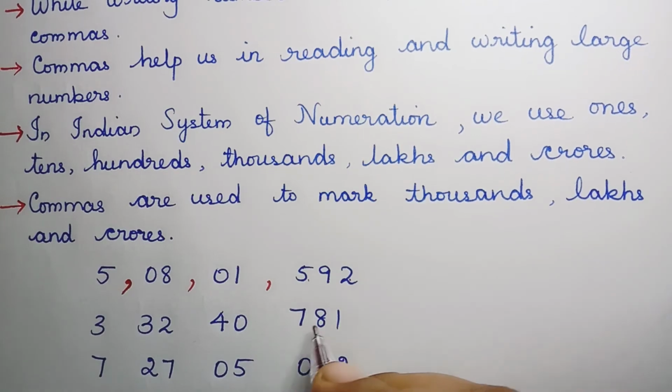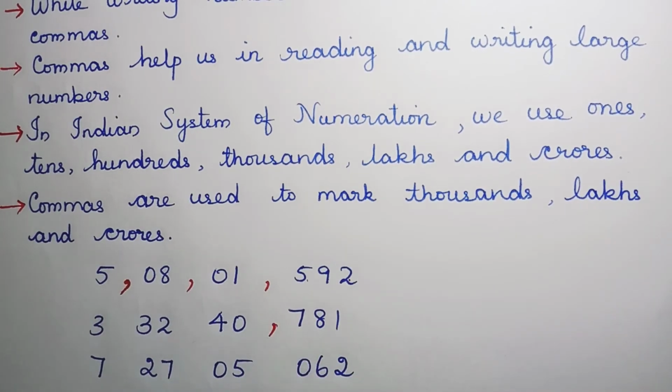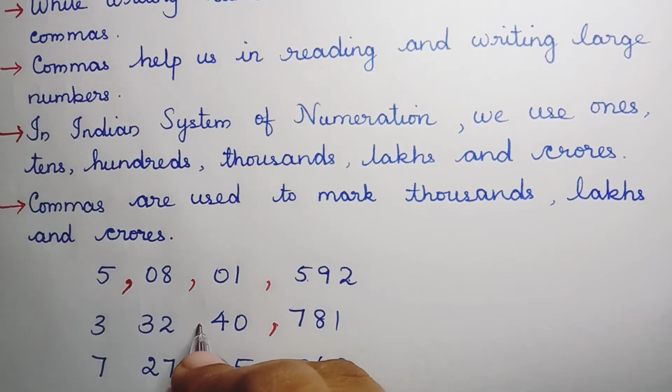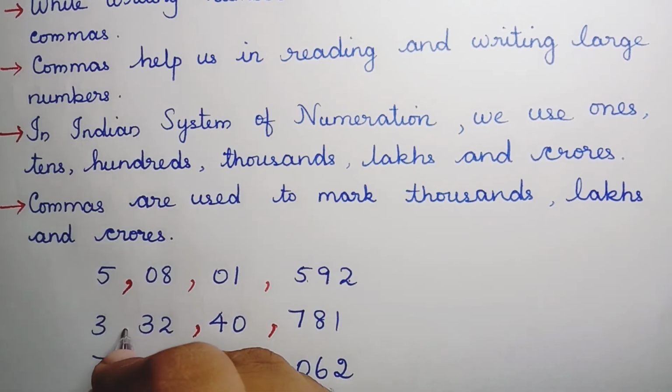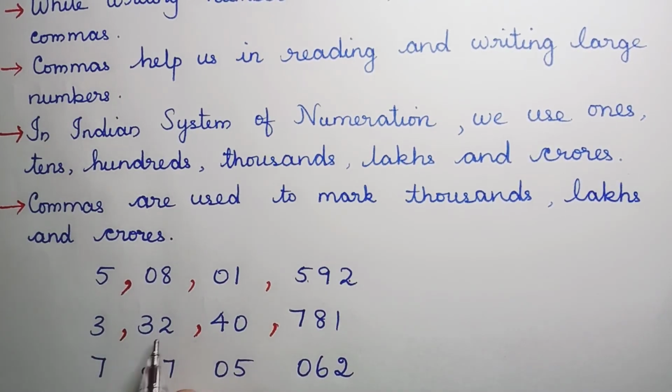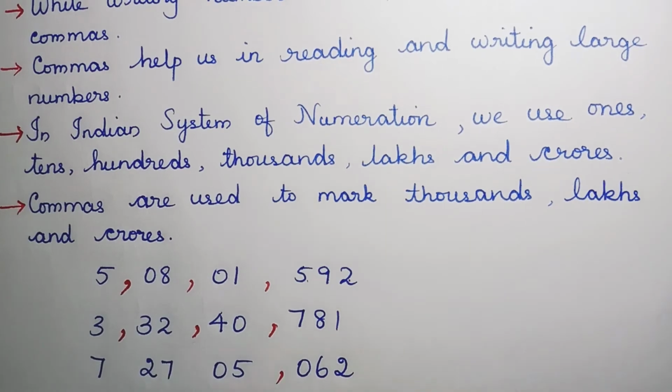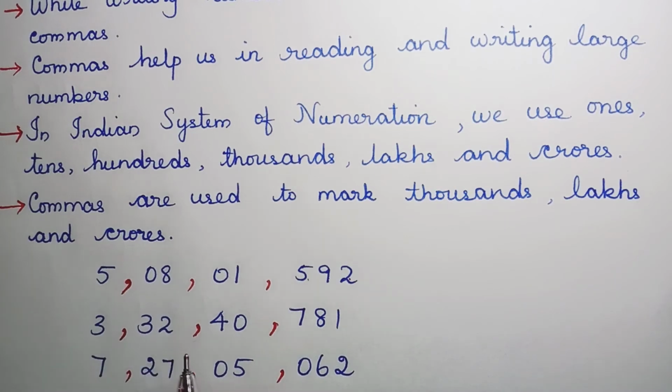For the next example, how can you put the comma? The same way. After completing ones, tens, hundreds, you have to put a comma. The next comma will be for separating thousands and lakhs. The 1,000, 10,000, lakh, 10 lakh, crore. So the next comma is here. After giving 2 places, you put the next comma. So the first comma should be after 3 digits, then after that you put a comma for each 2 digits. Same here also. How can you read this? 3 crores, 32 lakhs, 40,781. This one, 7 crores, 27 lakhs, 5,062.